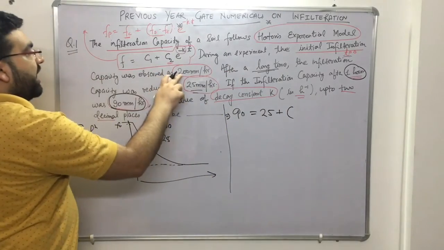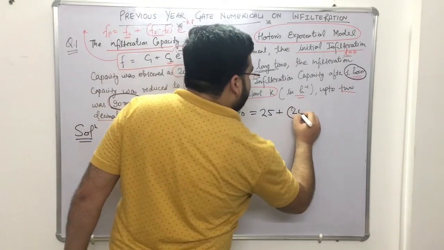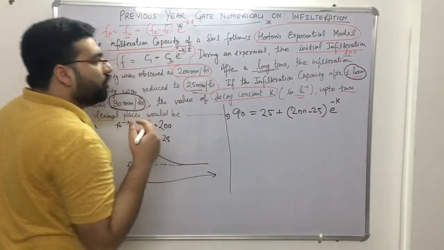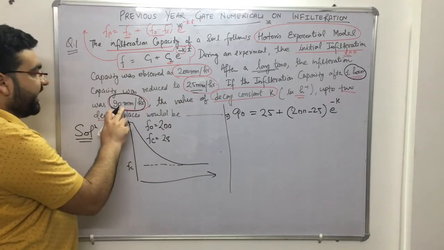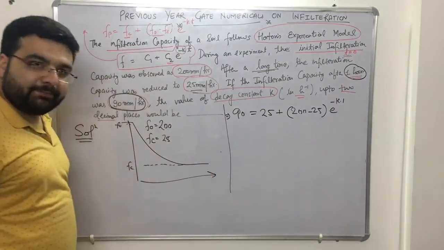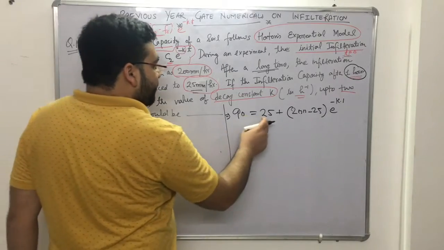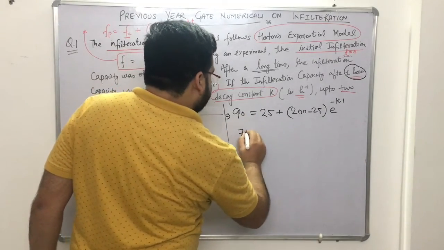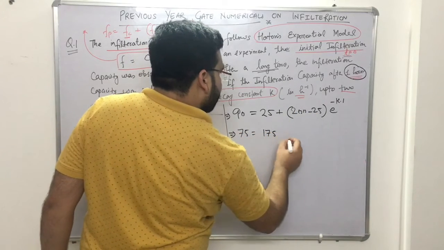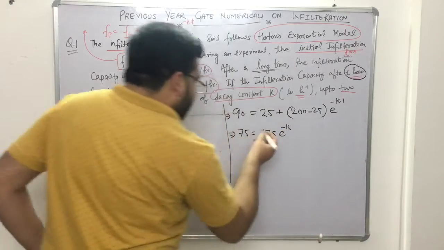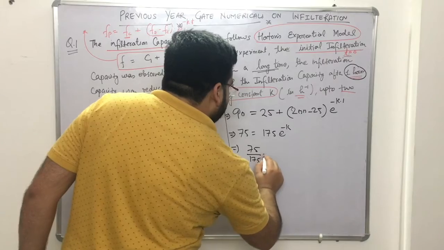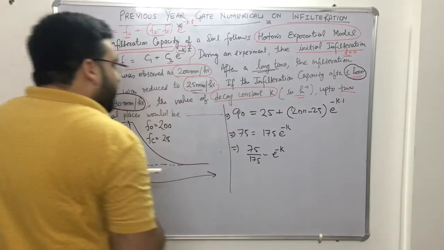Plus F naught minus FC, 200 minus 25, e raised to the power minus k, which I don't know, into t. How much is time t? This 90 mm per hour is at time t equals 1 hour into 1. Simple, right? So let me subtract it. So it will be 75 equal to 175 e raised to the power minus k. Now 75 divided by 175 is equal to e raised to the power minus k.